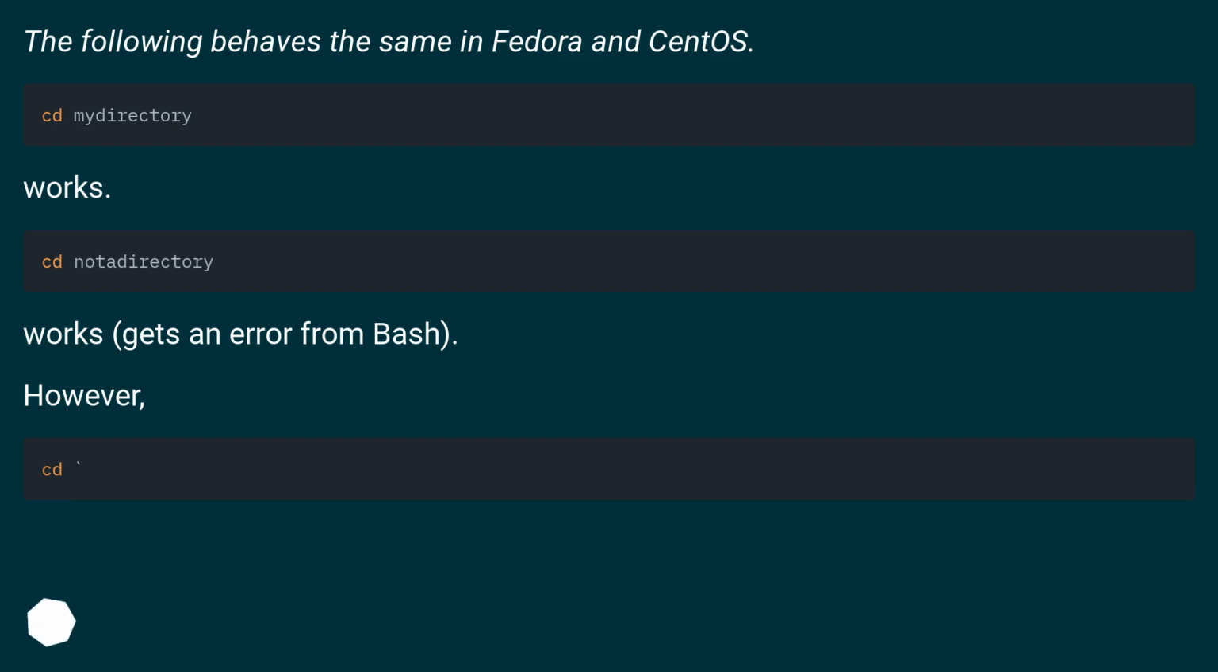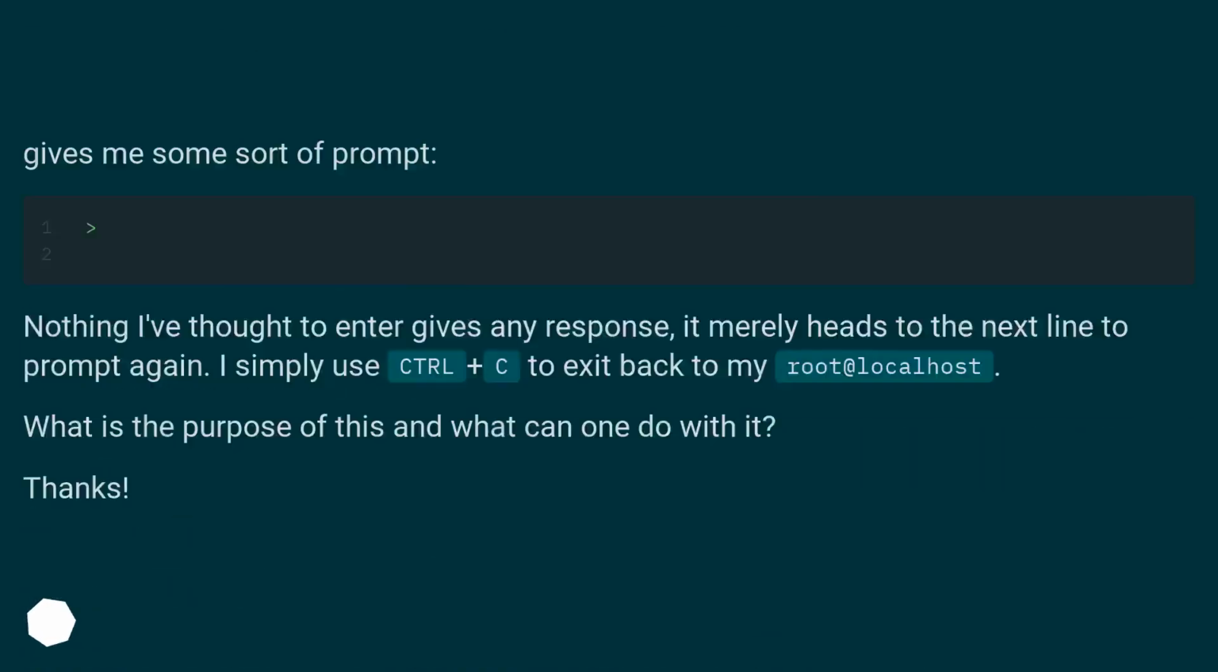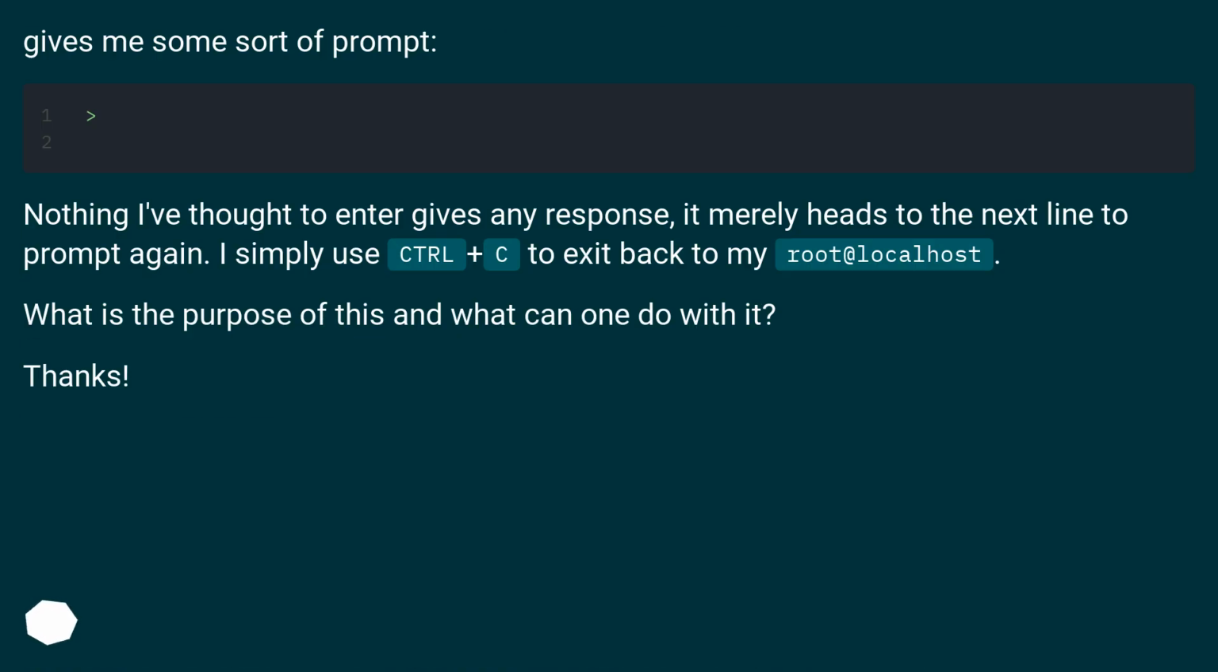However, this gives me some sort of prompt. Nothing I thought to enter gives any response, it merely heads to the next line to prompt again. I simply use Ctrl+C to exit back to my root at localhost. What is the purpose of this and what can one do with it? Thanks.